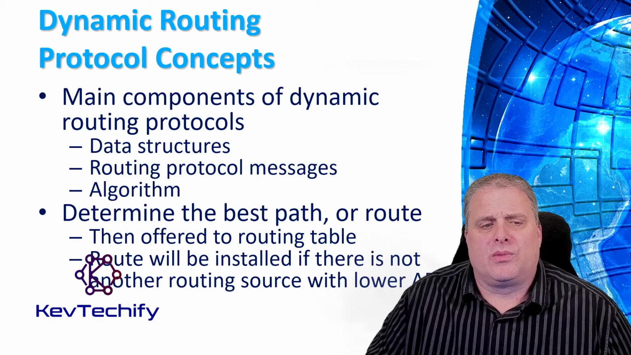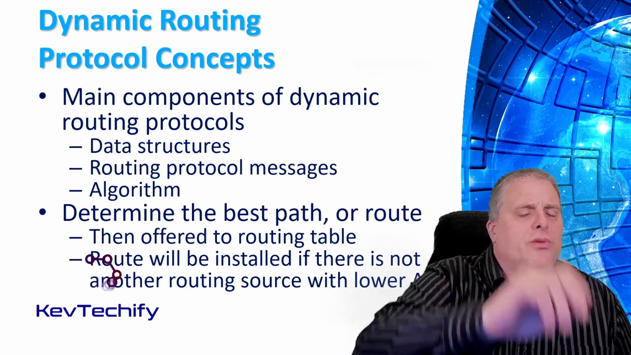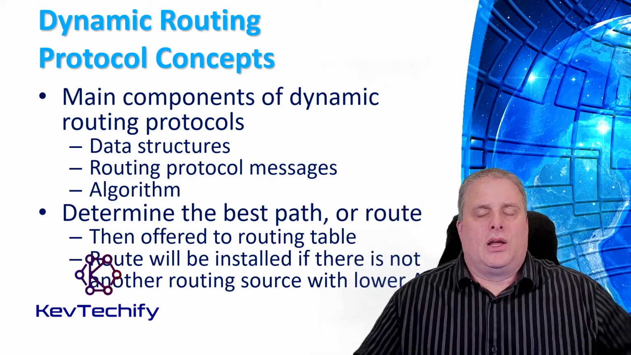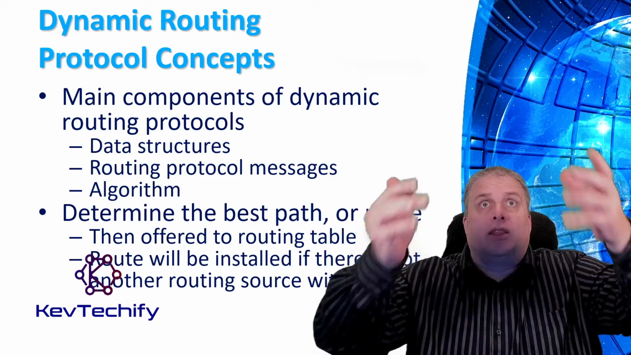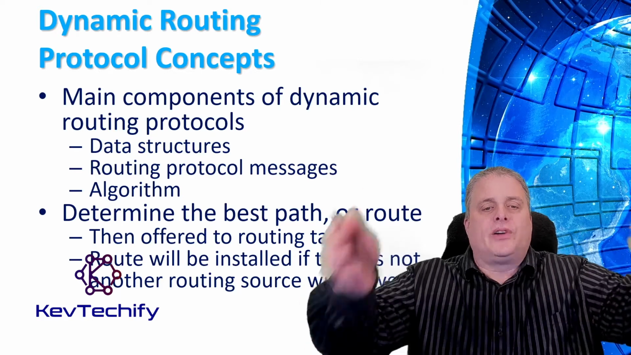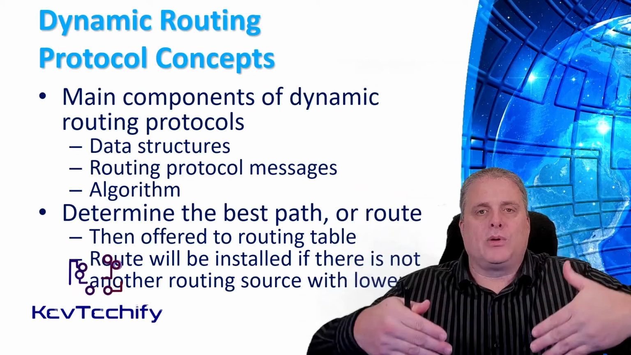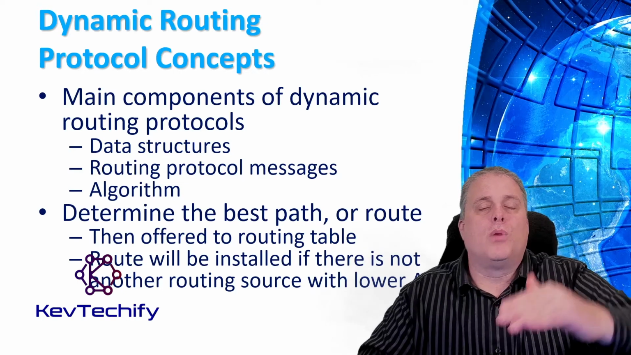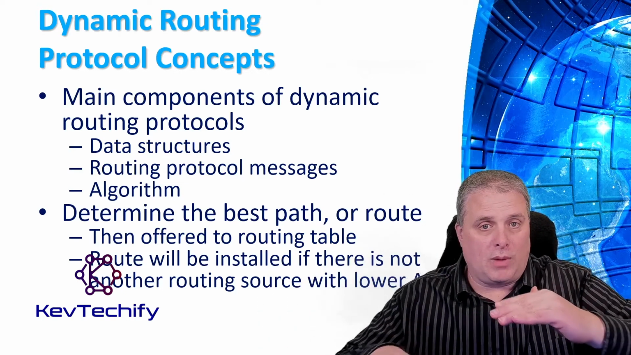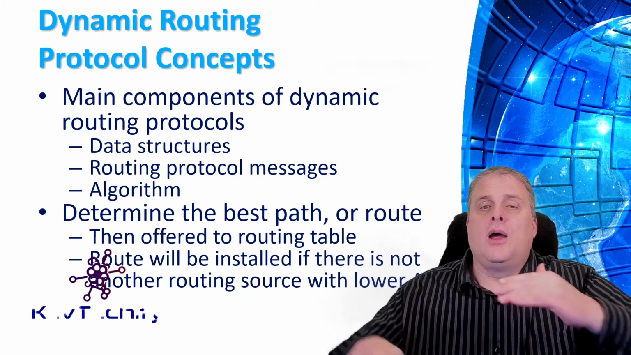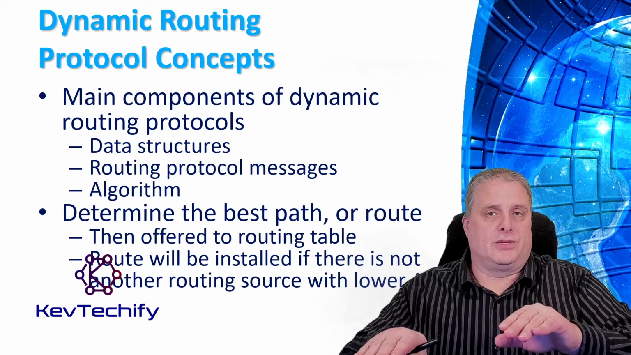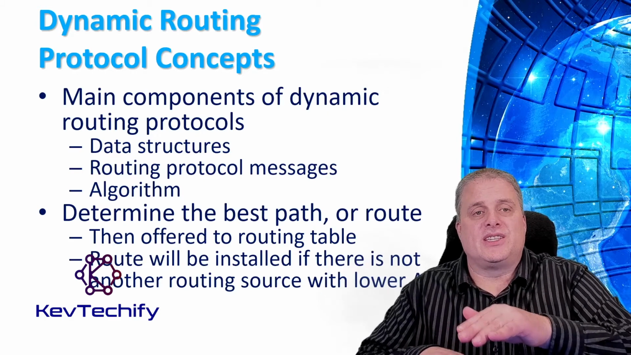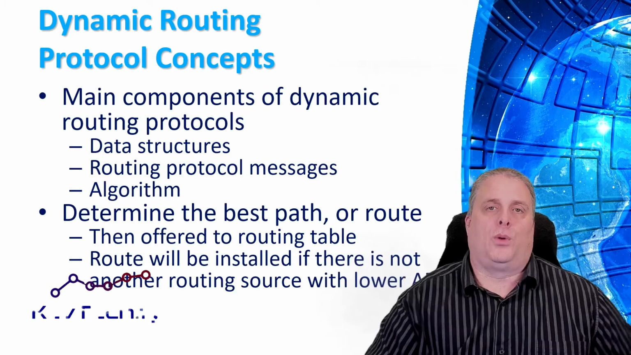Now, once we've used all three of those components to determine the best path, that best path is then offered to the routing table. So the protocol figures out, okay, this is the best path. Then I'm going to offer it to the routing table. The routing table will then look at the administrative distance. Do I trust this path you gave me more than I trust the other route I know about? If I don't have another route, I put it in there. But if I do, I have to look at the administrative distance between those two paths. And the one with the lower administrative distance is the one I'm going to put in the routing table because I trust that one more.